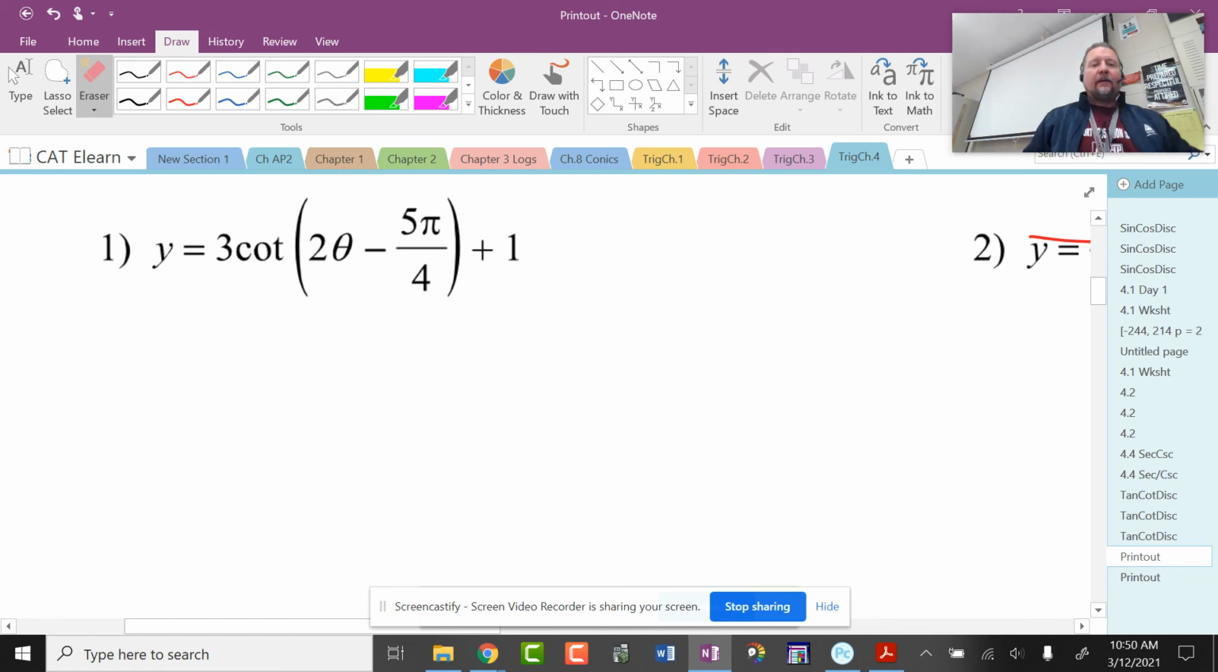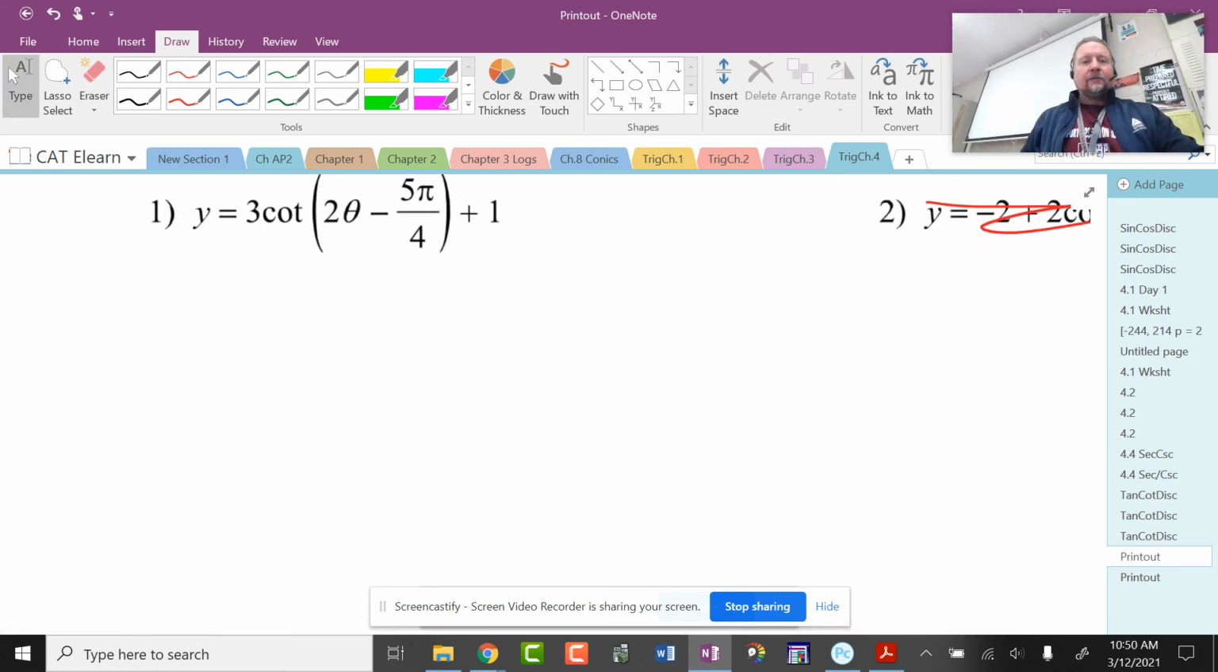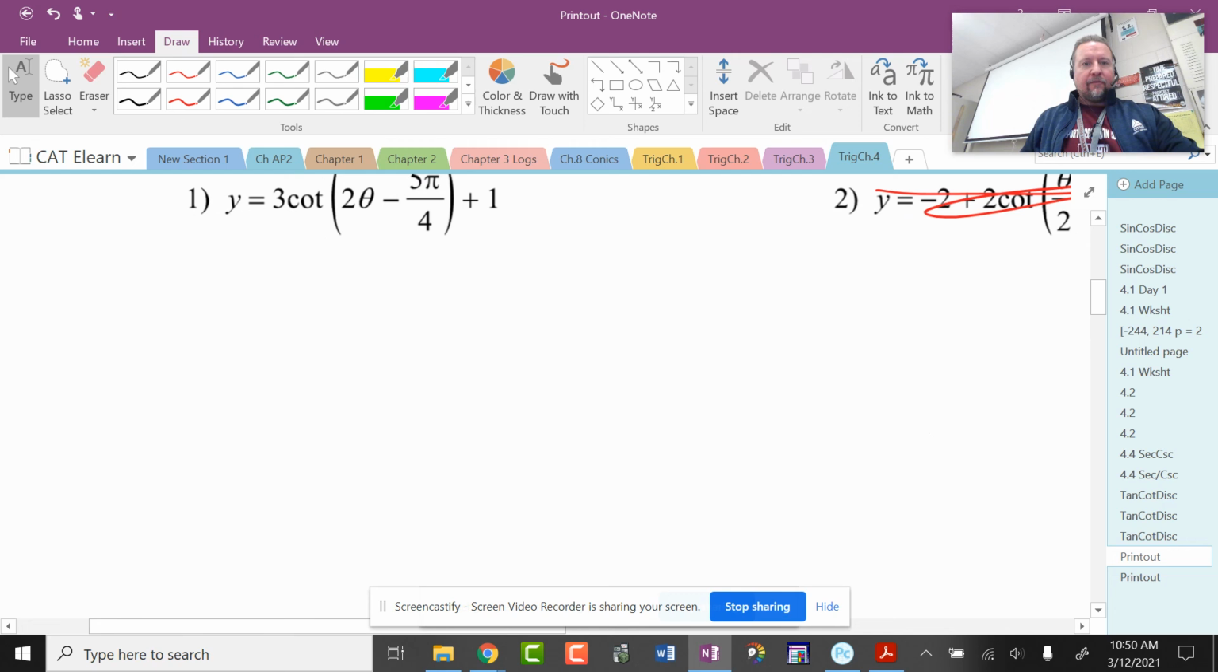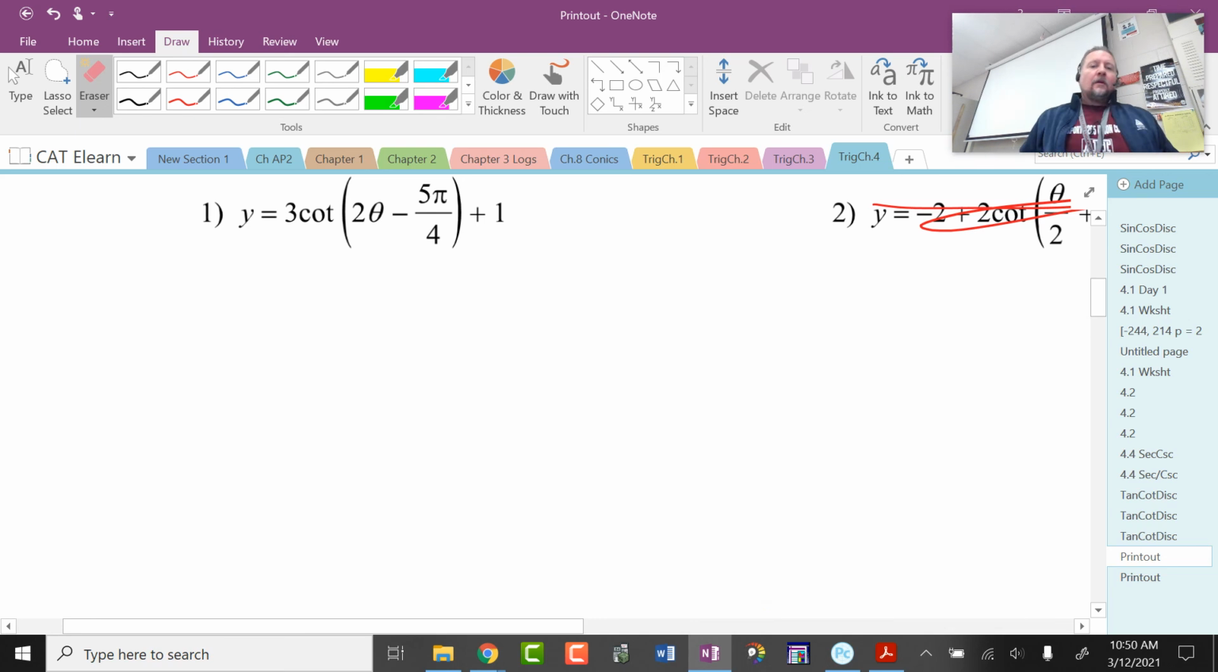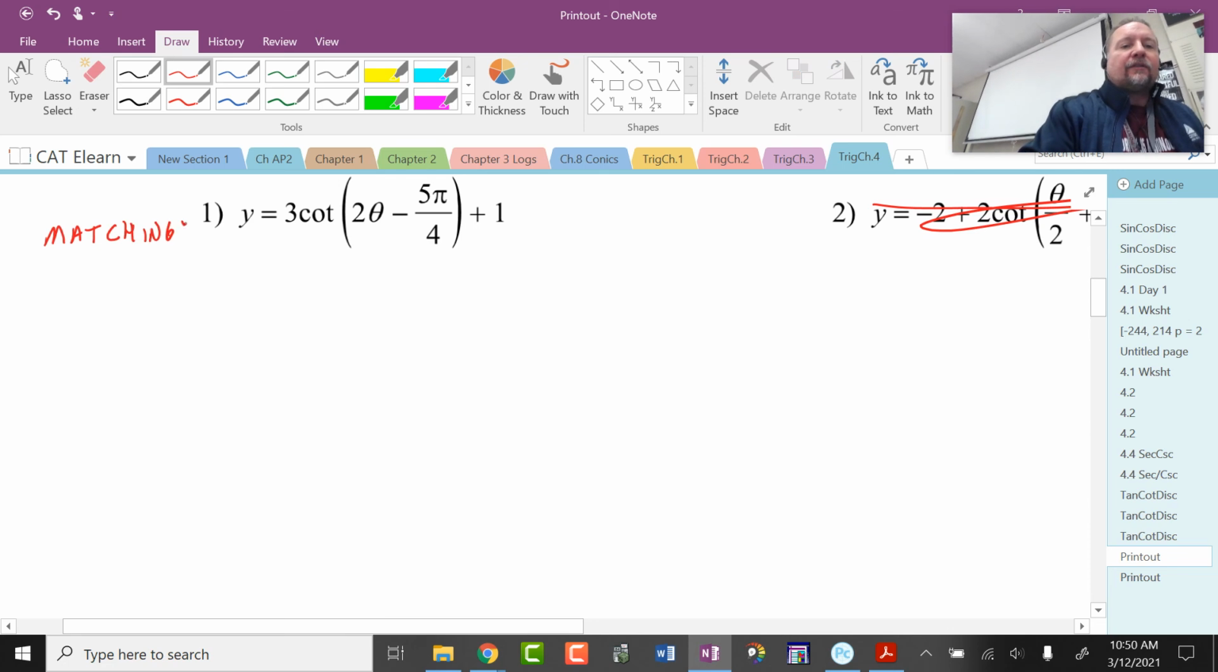Okay, so now we're getting nuts here. We're getting crazy. We're going to do everything that possibly could happen to a cotangent or a tangent. Hide this, hide that. Okay, so do understand this also could be in a matching section where you don't have to graph, and you'd have selections to the right with possible answers. So the first thing they would ask you is, what's the amplitude?